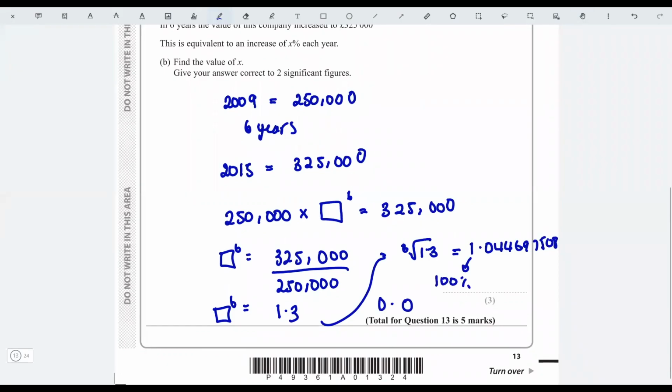Well, the 1 I'm going to ignore because that means the 100%. So 0.04469, and I want my answer to two significant figures. Well, that's just the decimal. I'm going to have to times that by 100. So that's 4.469. That's going to be 4.5% as a percentage, because that's what they want. They want the percentage. That's the decimal. That's the multiplier. I don't want the multiplier. I want the percentage. So I've got to times by 100.